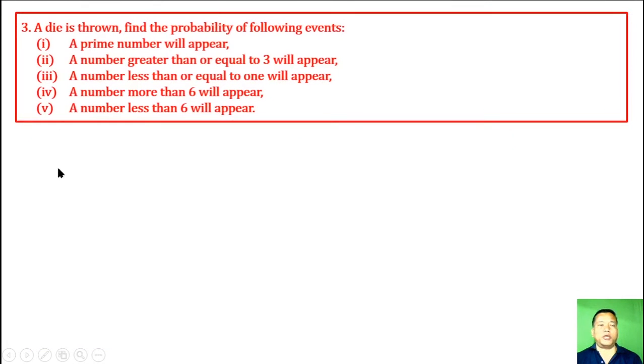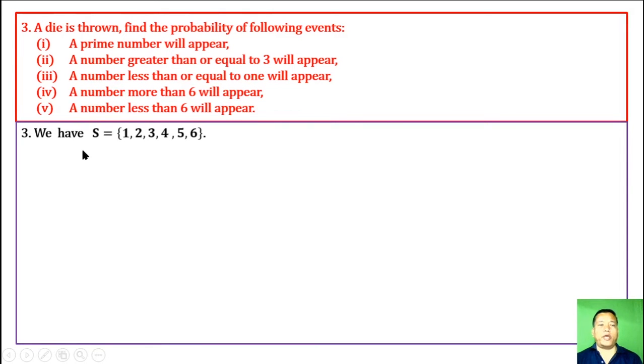For question 3, a die is thrown. Find the probability of the following events. 1. A prime number will appear. We have S consisting of 1, 2, 3, 4, 5, 6.